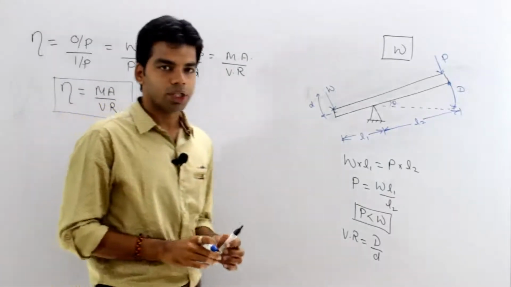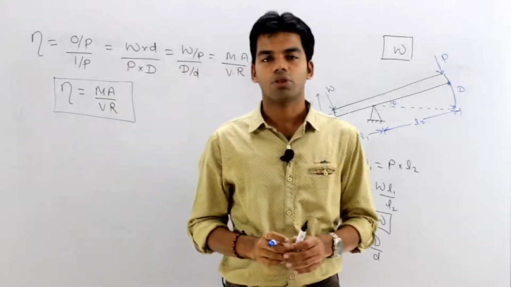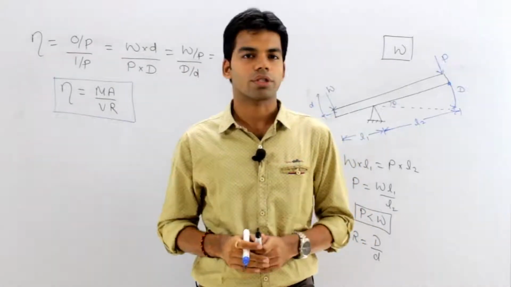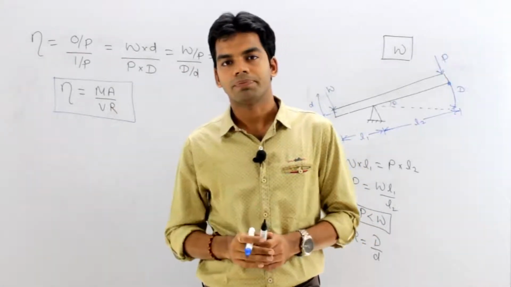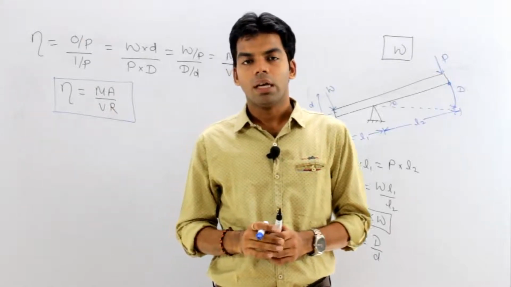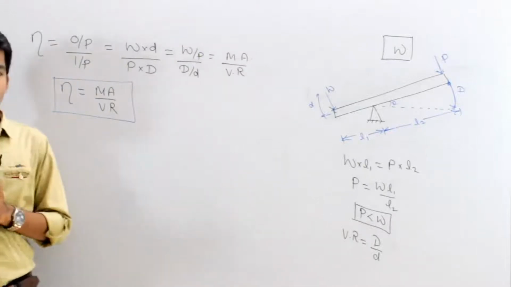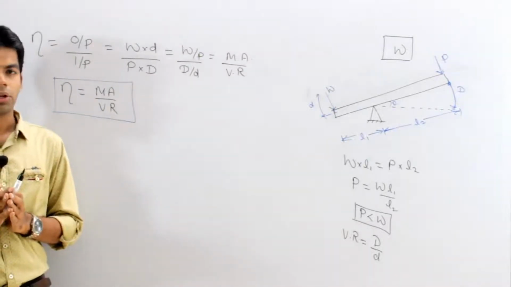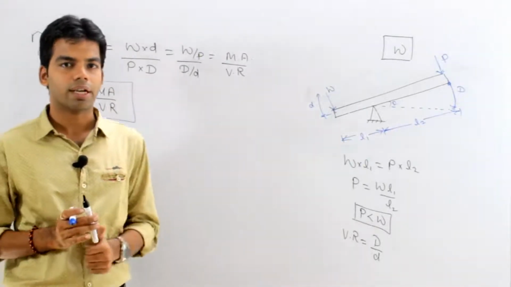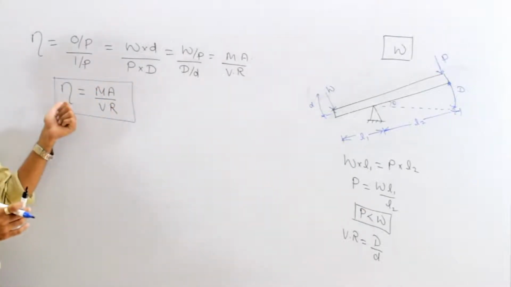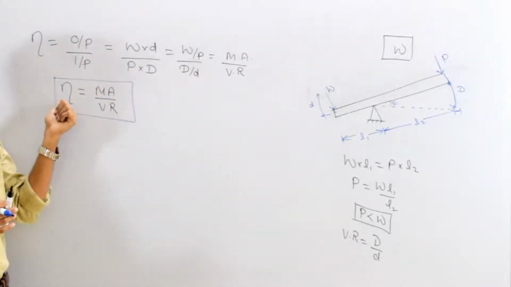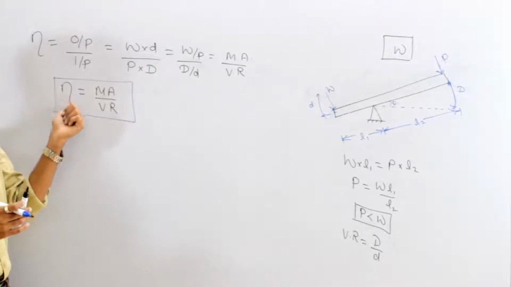The efficiency of a machine is nothing but the ratio of mechanical advantage to the velocity ratio. Getting this or not? Okay. Now, suppose the friction is not acting on the machine. What will happen? If the friction is not acting, then the efficiency will be equal to 1, because friction is not acting.